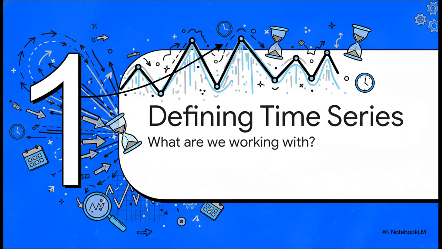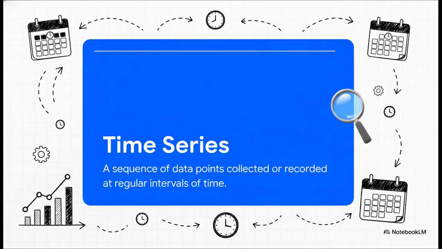First up, defining time series data. So what are we talking about here? Well, a time series is basically a sequence of data points that are collected at regular intervals, right? It could be hourly, daily, monthly, yearly. You get the picture. Think about a company's monthly sales reports, or the daily closing price of a stock, or even something like hourly temperature readings. The absolutely critical part here is that every single data point is tied to a specific moment in time. It creates this chronological story.